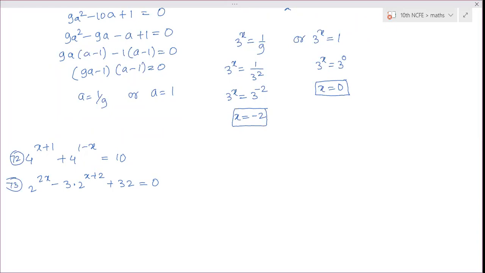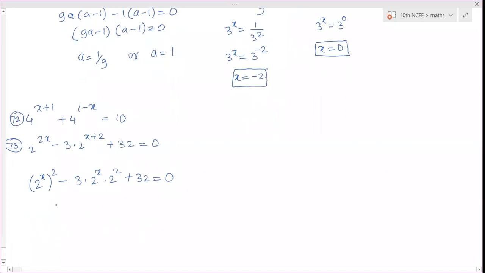For the last part, this question you can solve as 2 to the power 2x is there. So you can write this as 2 to the power x whole square minus 3 into 2 to the power x into 2 to the power 2 plus 32 is equal to 0. Is the simplification clear? Now consider 2 to the power x is equal to y. Then y square minus 3 into 4, 12y plus 32 is equal to 0. Now you can solve this quadratic equation.